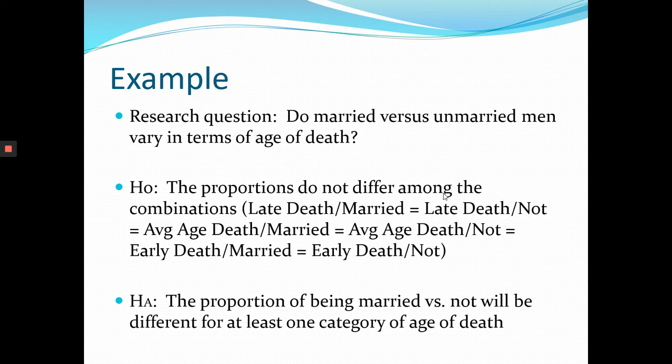So we can have people who have late deaths, people who have average age of death, and people who die early deaths. And so the hypothesis here, the null hypothesis, is that those combinations of being married or not married and when you die, they're not related. It's just random. Just however that stuff falls in the categories is just random. The HA is that there is something that's not random. Essentially that there is some combination of married, unmarried with the time of your death that is not random.